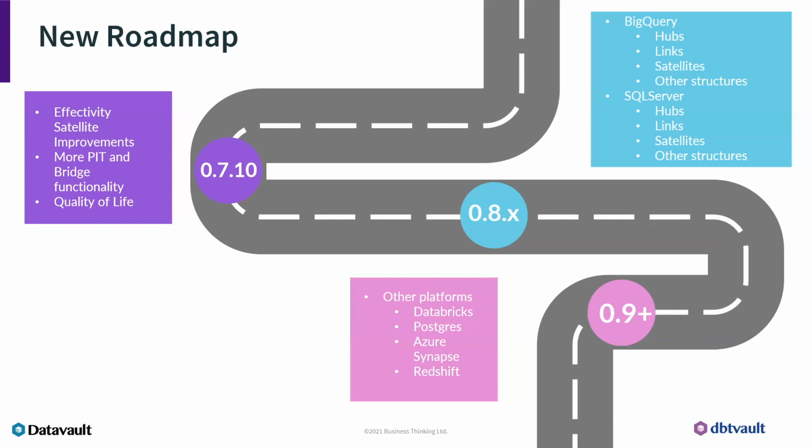So yeah, that's 0.7.10, 0.8, and 0.9. And this may change as we go, there might be things that we add to it. I don't want to fundamentally change what we've said here, though. I really want to aim for 0.8 to be BigQuery and SQL Server. 0.9 will be other platforms, but it doesn't mean we're not going to add new features to those platforms. It's not just going to be those platforms, for example.